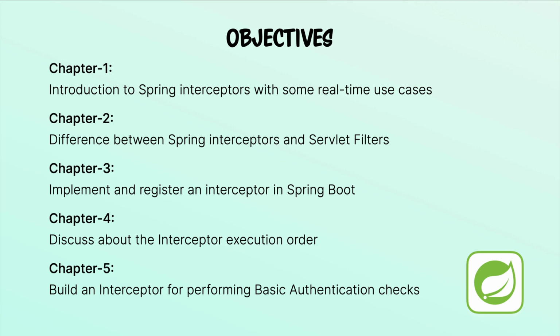And in chapter 2, we will talk about the difference between Spring Interceptors and servlet filters. Chapter 3 will cover how to implement and register an interceptor in Spring Boot. In chapter 4, we will discuss the interceptor execution order, especially when you have multiple interceptors. In chapter 5, we will create an interceptor to perform basic authentication checks for the incoming HTTP request. Now, without further delay, let's get started.